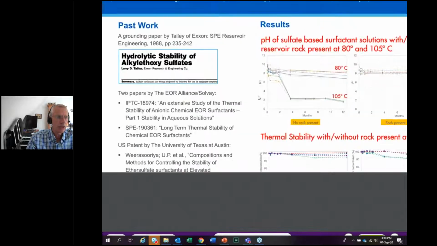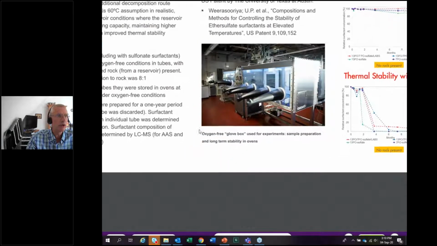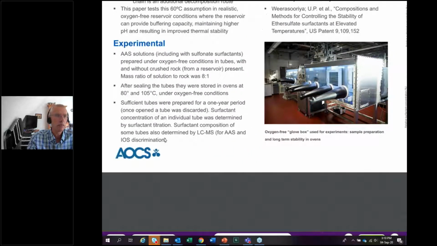The thing about our study that we think is different from previous authors is that we use this equipment, shown in the photo here, where we prepared all the samples in tubes, all the aqueous solutions in tubes, and put those tubes in ovens, all in a nitrogen glove box, a very large nitrogen glove box, which you can see here. We did this because of earlier work that was carried out. As I said, this was part of a long-term study over the years, and we had some anomalous results, which we thought were due to not excluding oxygen.